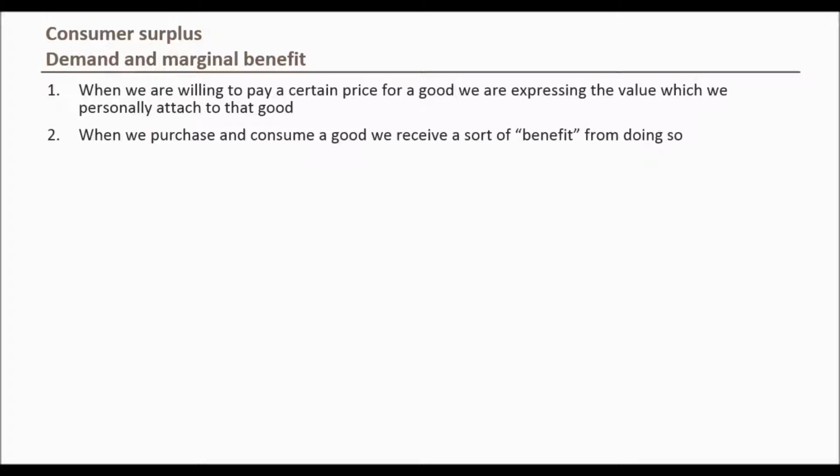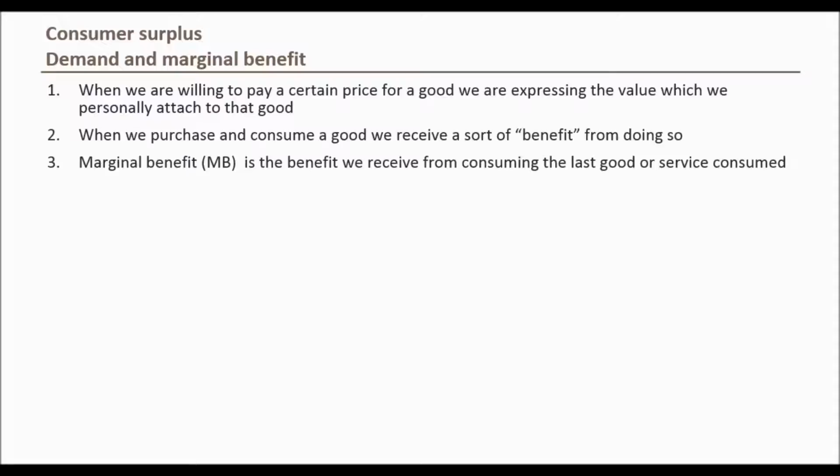What we do know is that we derive a benefit from all goods and services we consume, and that benefit falls the more of the same good we consume. For example, the first biscuit I eat with my tea is more satisfying than the second biscuit, and the second biscuit I eat with my tea is more satisfying than the third biscuit, and so on. This is known as the law of decreasing marginal benefit. So as we consume more of the same good, our satisfaction or our benefit decreases for every additional good we consume.